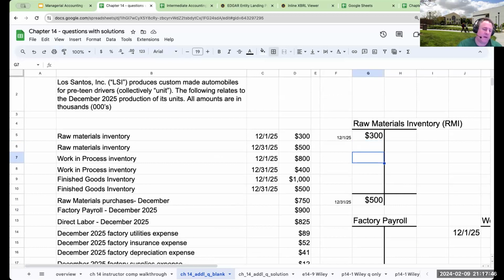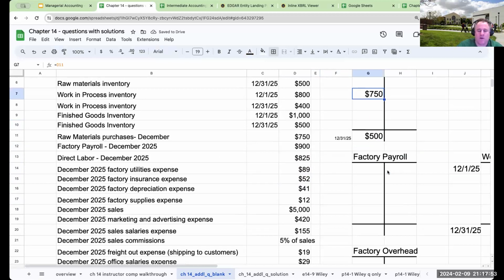So if I'm purchasing raw materials, this is going to go through over here and increase this account by 750. For factory payroll, right? These are our workers right over here. Our factory payroll is going to be at 900.